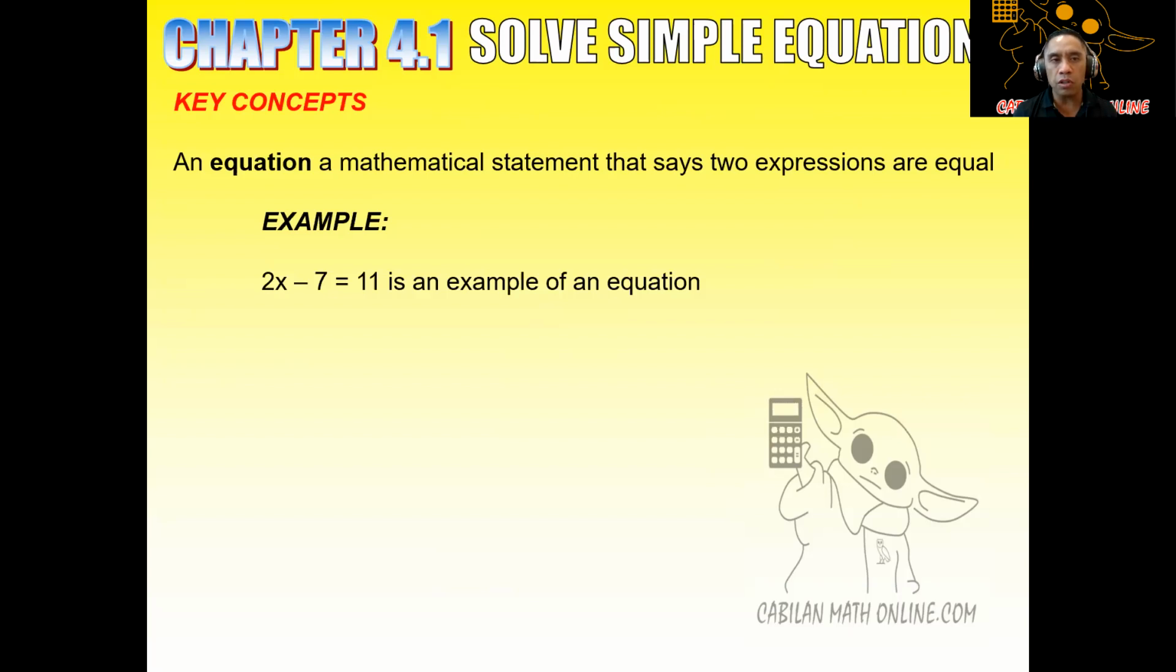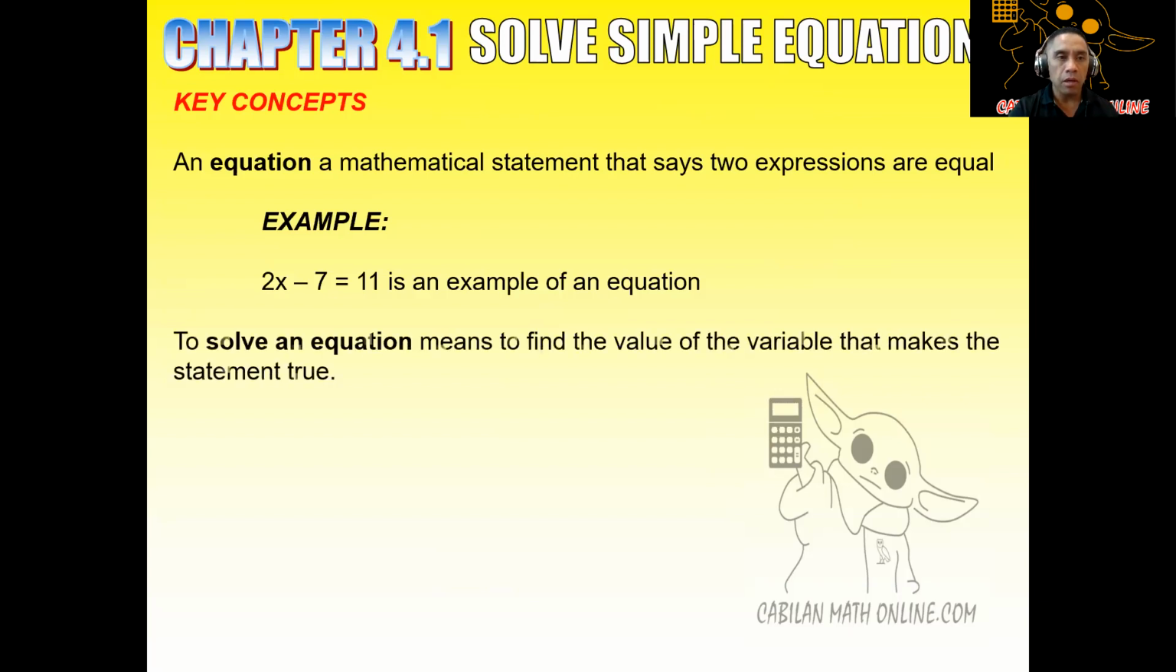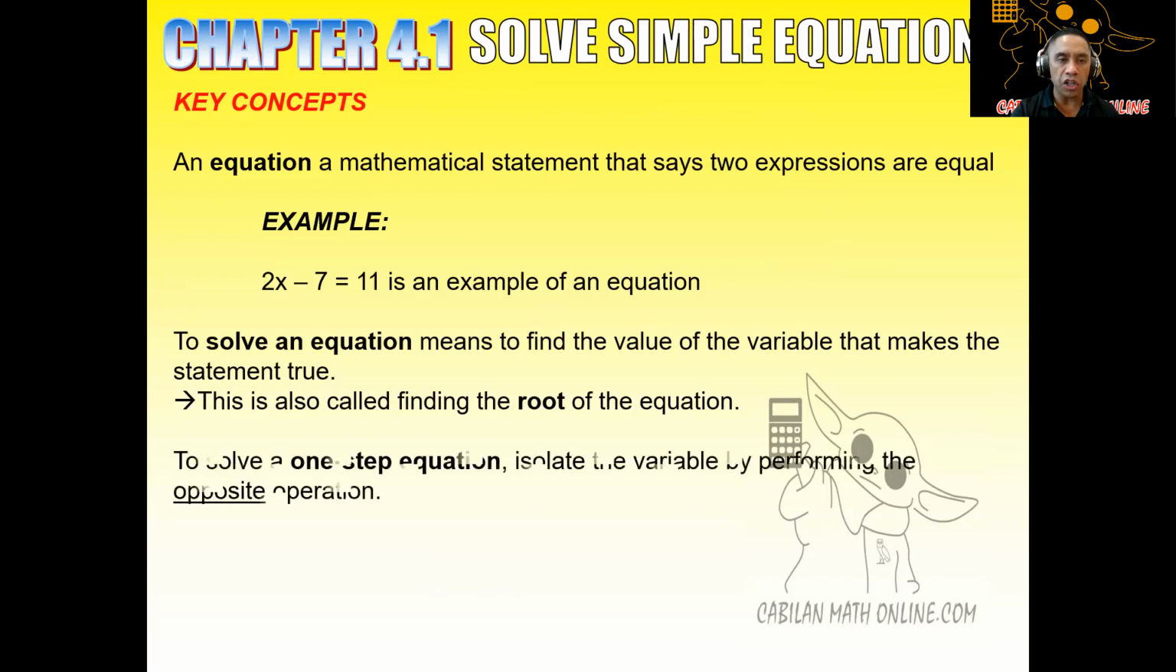Now what we want to do is learn the various steps called opposite operations to isolate the variable, whatever that variable or letter may be. To solve an equation again means that we're going to perform the opposite operations to leave that particular letter alone. And this is also known as finding the root or finding the solution of the equation.